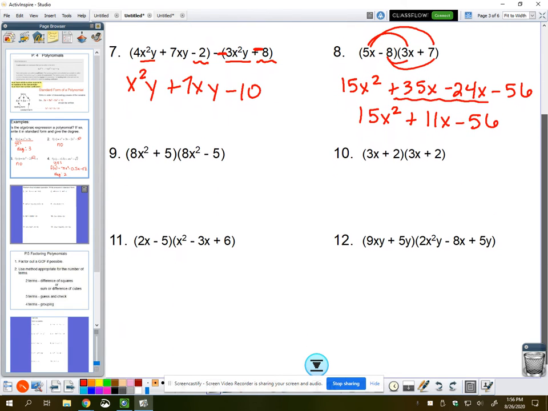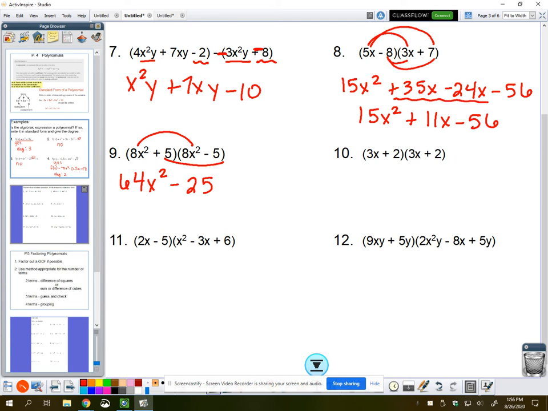Oh, there it is. All right, so number 9. If you remember from the previous lesson, these are conjugates. So the outside and inside terms are going to cancel. So I only have to do 8x squared times 8x squared, and 5 times negative 5.